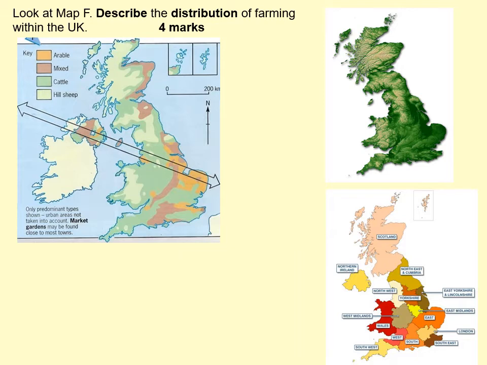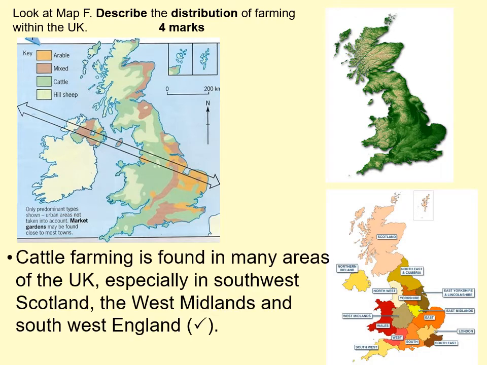Okay, we're on to cattle farming now. So we can see that cattle farming is found more in kind of western and central of the UK than it is on the east coast. So our point could be cattle farming is found in many areas of the UK. It is, especially in southwest Scotland, the West Midlands and southwest England. Get a mark, nice and easy.